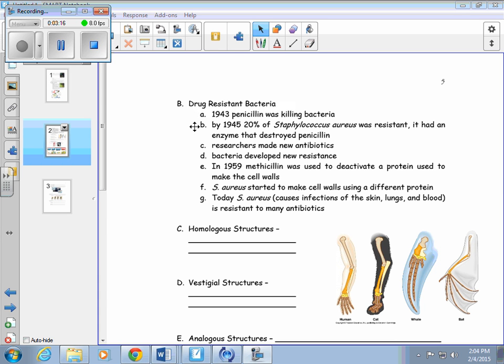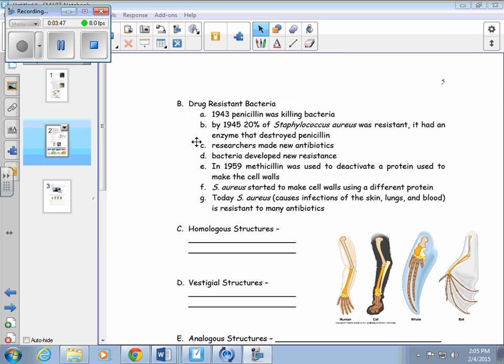So 2 years later, some of those bacteria were not dying. They discovered that 20% of the bacterial population was actually resistant to penicillin. They had mutated and were actually creating an enzyme that would destroy the penicillin. So it was like a protective barrier they had built for themselves, all because of a mutation in their DNA. So we have made new antibiotics since then. We've got a bunch of them.